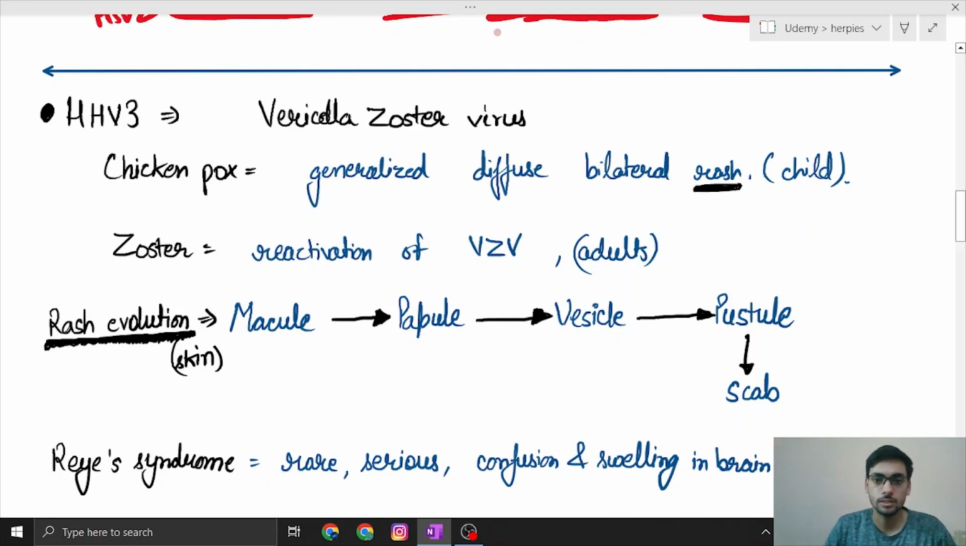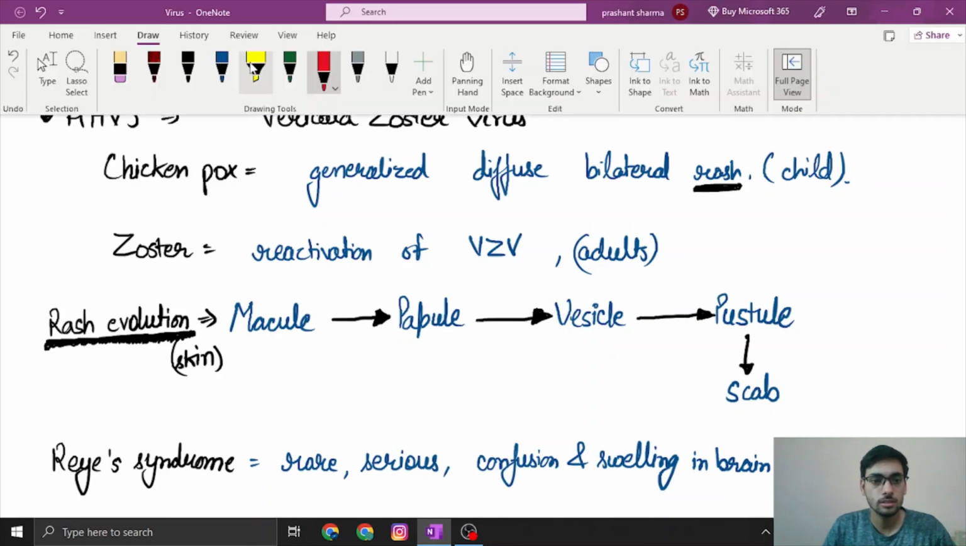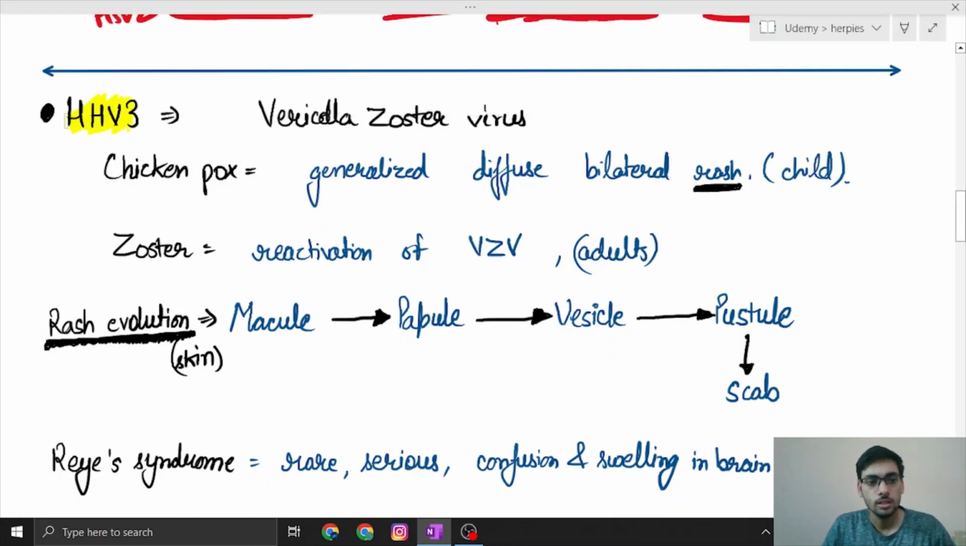The third virus we are going to discuss is human herpes virus type 3, which is varicella zoster virus. First of all, the varicella part is named for chickenpox, right? You know about chickenpox, right? They are generalized, diffuse and bilateral rashes. This rash is very important in its case because it is the characteristic feature of chickenpox, and it generally happens in children, up to teenage.